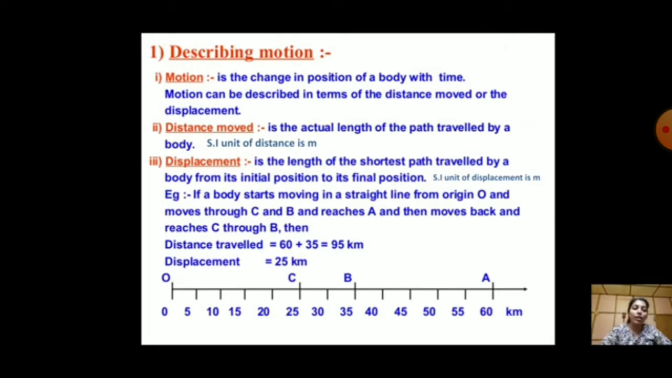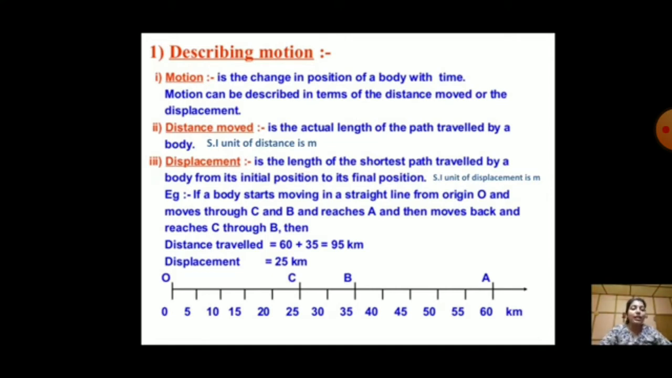Now remember students, whenever we deal with distance and displacement, we first of all decide what is the initial point and what is the final point. That means what is the initial position of the body or object, and what is the final position. Initial and final, these two things are very important.